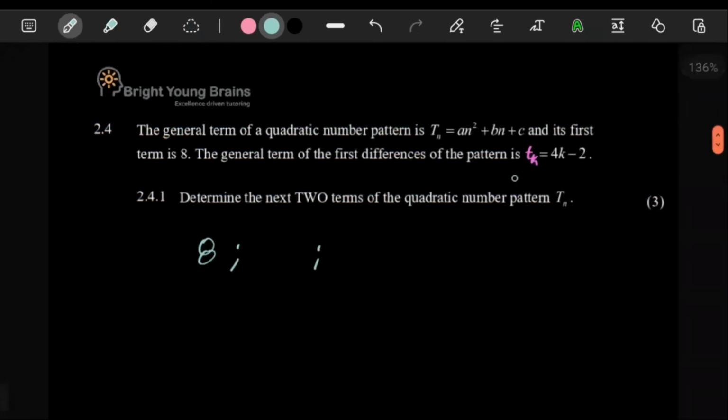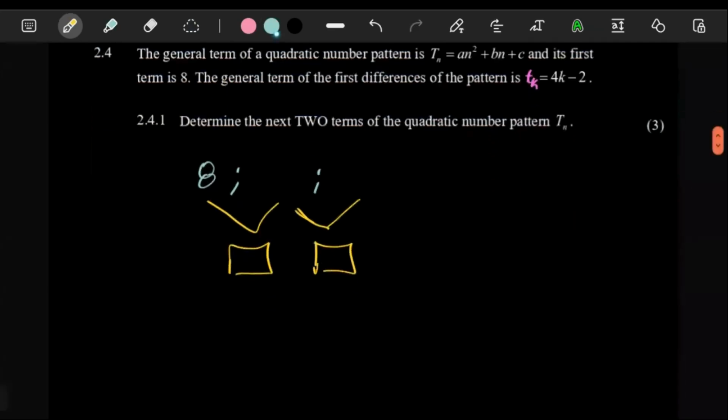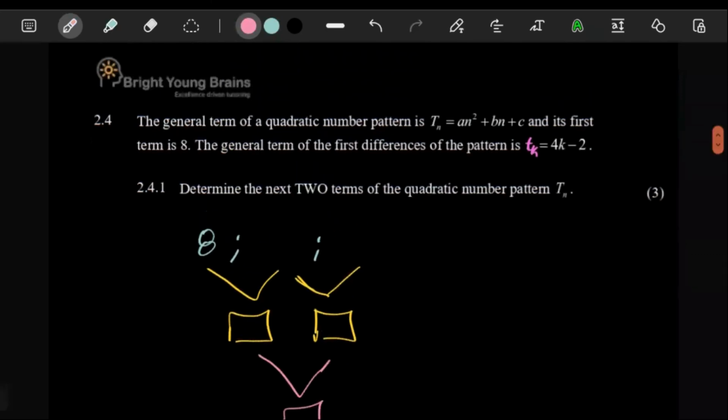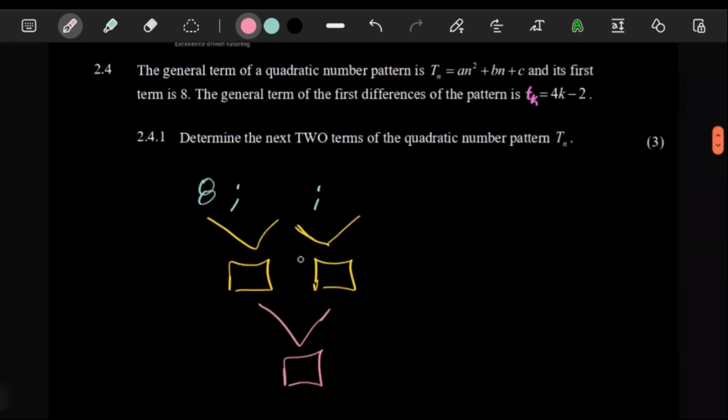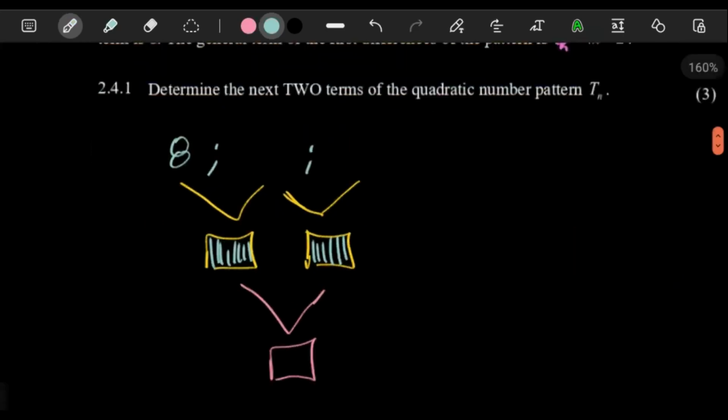What they have given you, though, is the general term for the sequence of first differences. Remember, all quadratic number patterns have a sequence of first differences. Whatever this is minus this is what goes here. This minus this is what goes here. And in addition to that, all quadratic number patterns have a second common difference. So this 4k minus 2 is going to give us this number over here, and also this number over here, which is useful to us, because as long as we have these 2 numbers, we can easily work out what this value is. We can easily work out what this value is.